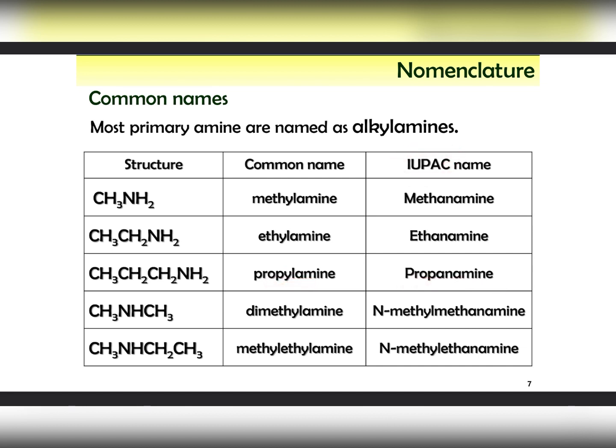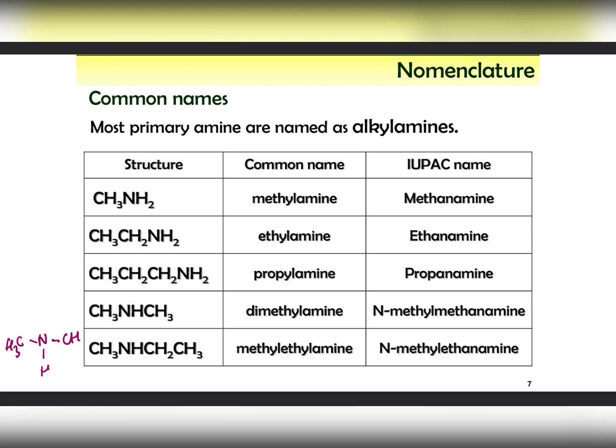Kita tengok this example pula. Ini the structure is dimethylamine. So ini adalah your amine punya structure and you have 1, 2, 2 methyl. So ini common name dia adalah dimethylamine. Okay, and kita akan tengok dia punya IUPAC name. This one we call it as N-methyl methanamine. So why kita namakan dia N-methyl? Nanti kita akan tengoklah why.